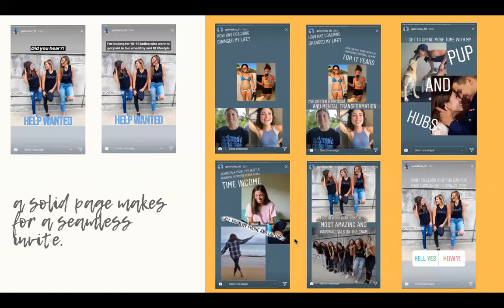"All from my phone and laptop. I get to work with some of the most amazing and inspiring gals on the gram. Want to learn how you can run your own online business too?" And then she does a poll. So it's super low pressure, super easy for people to give their interest. And then those are people that you can reach out to.